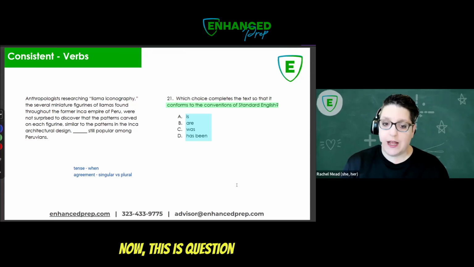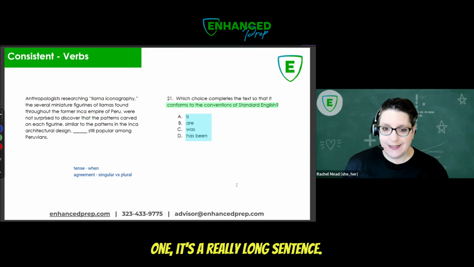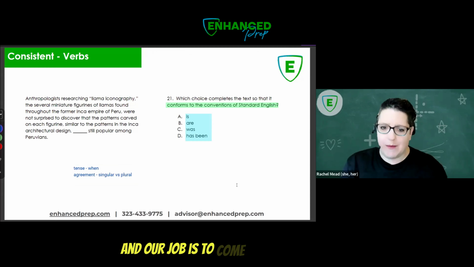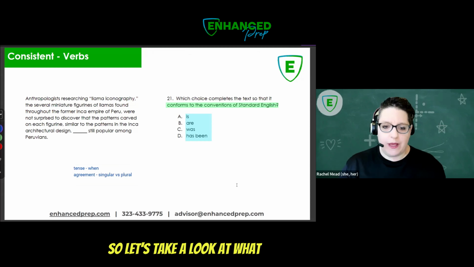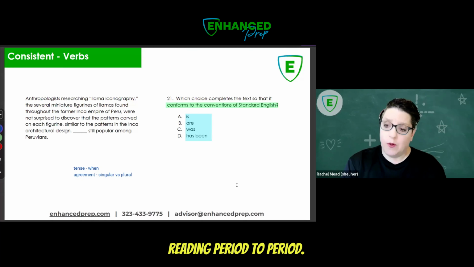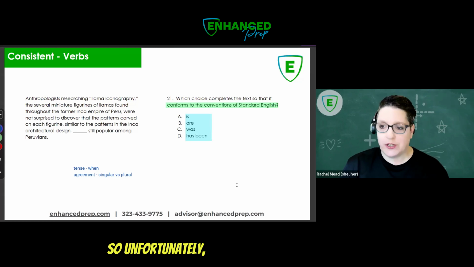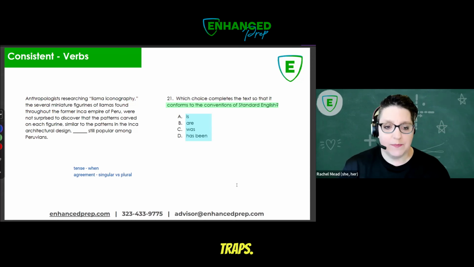Now, this question happens to be a great example of what the test writers are doing to really throw us off. One, it's a really long sentence. It's got stuff in here that we're probably not very familiar with, and our job is to come in and decipher our clues. Okay, so let's take a look at what we have happening. Again, anytime I'm working on conventions of standard English, I need to make sure I'm reading period to period. Well, in this case, this whole entire text is one single sentence. So unfortunately, I'm going to need to read the whole thing to make sure I'm not falling for any traps.